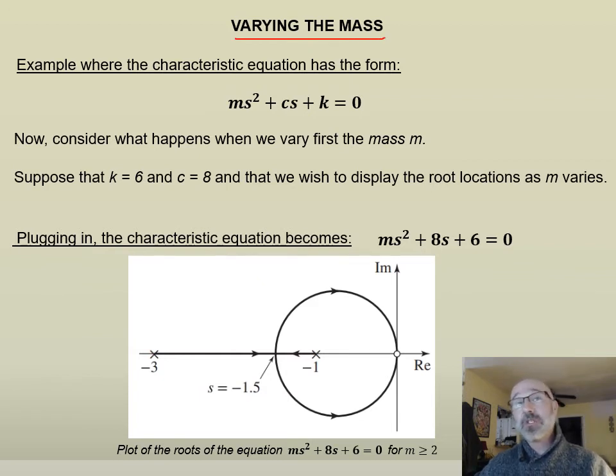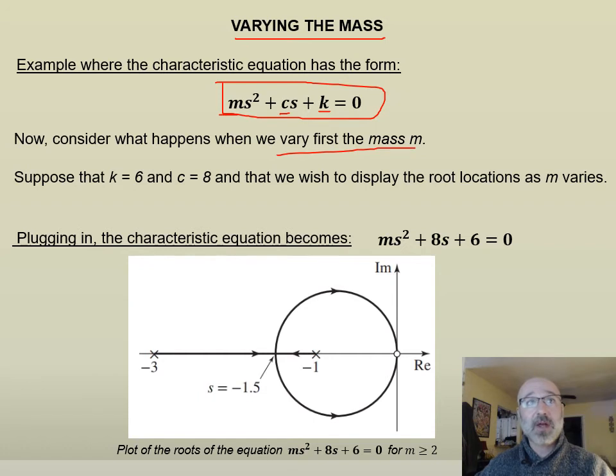So we're going to start with our same characteristic equation, ms squared plus cs plus k is equal to 0. We're going to plug in a known value for c and a known value for k, and we're going to vary our m. So what happens as we vary the mass? Let's say our k is equal to 6 and our c is equal to 8. When we plug that in, we end up with ms squared plus 8s plus 6.